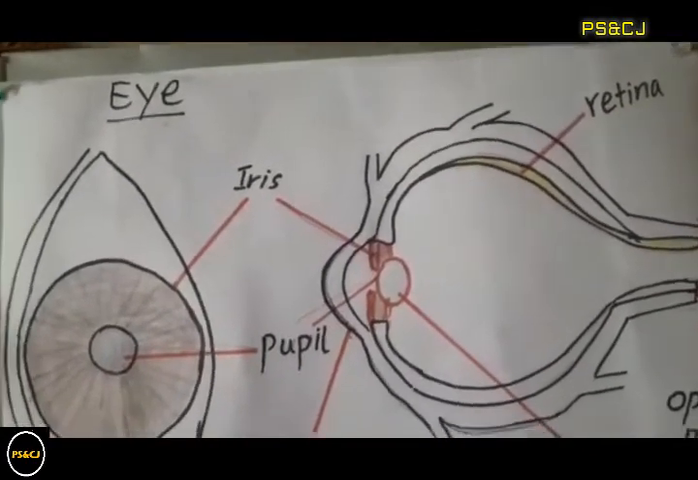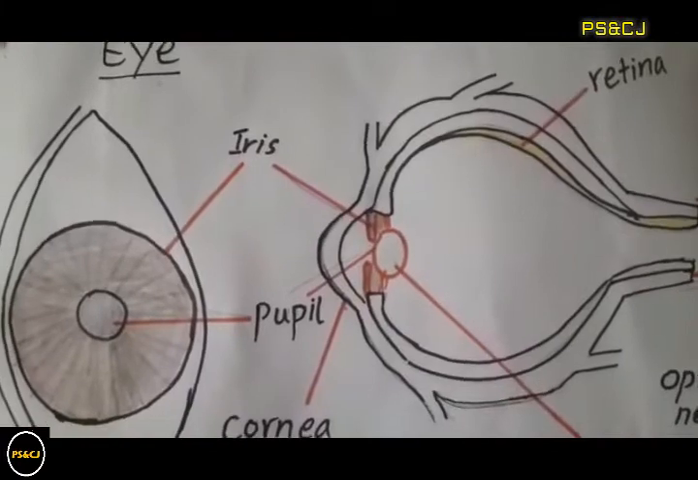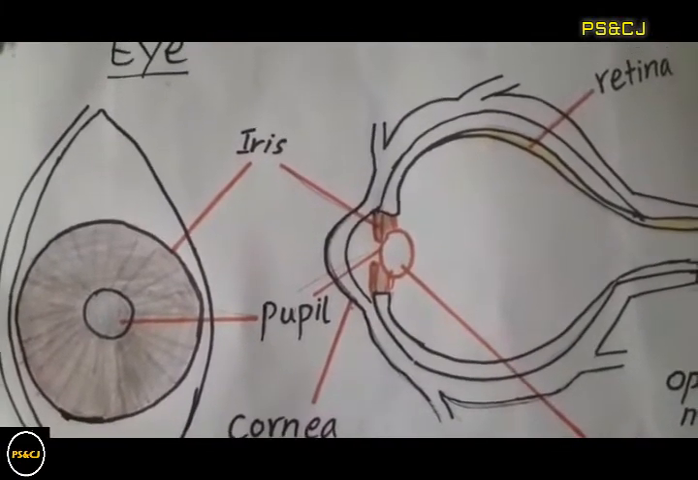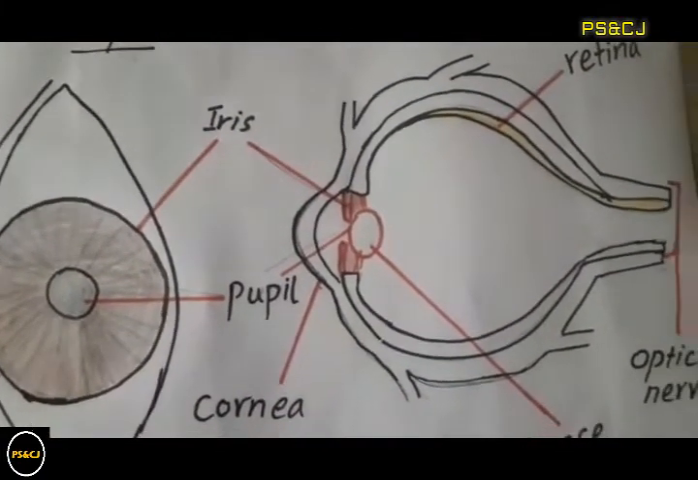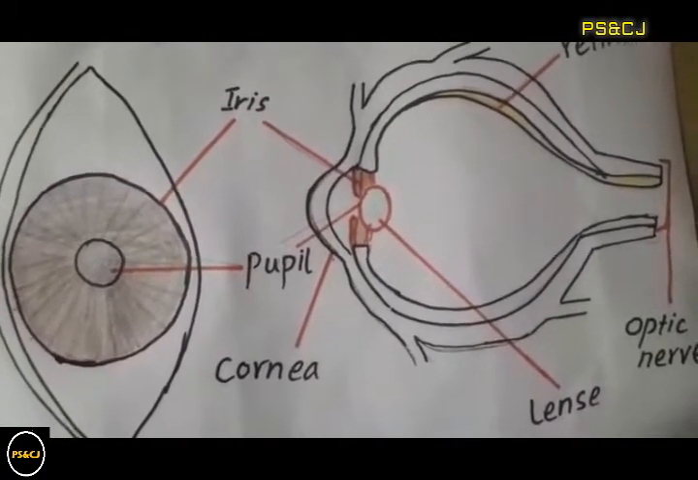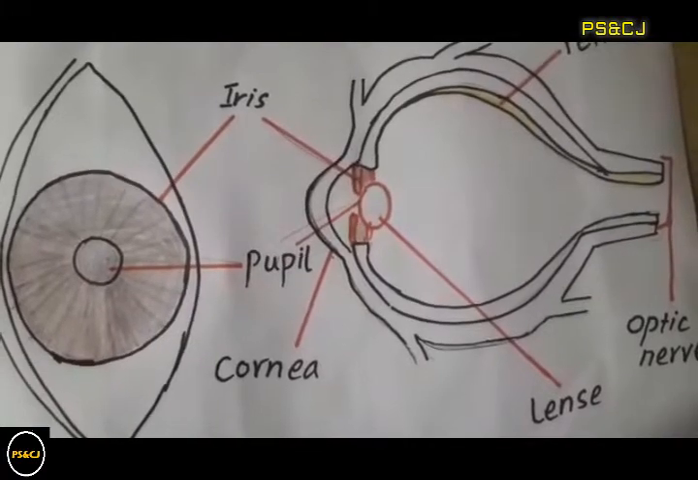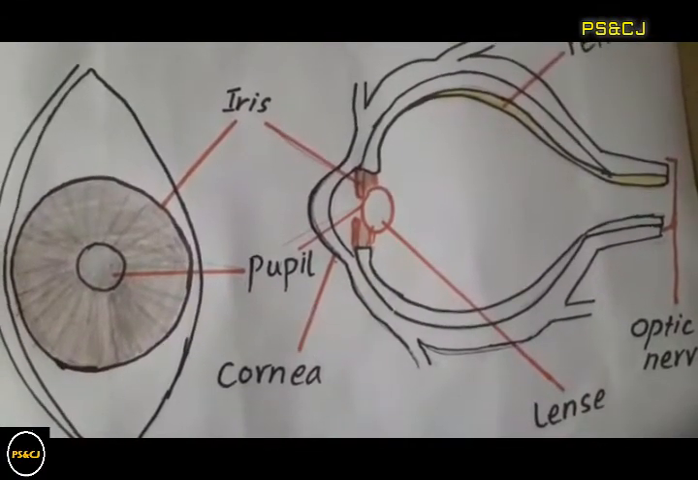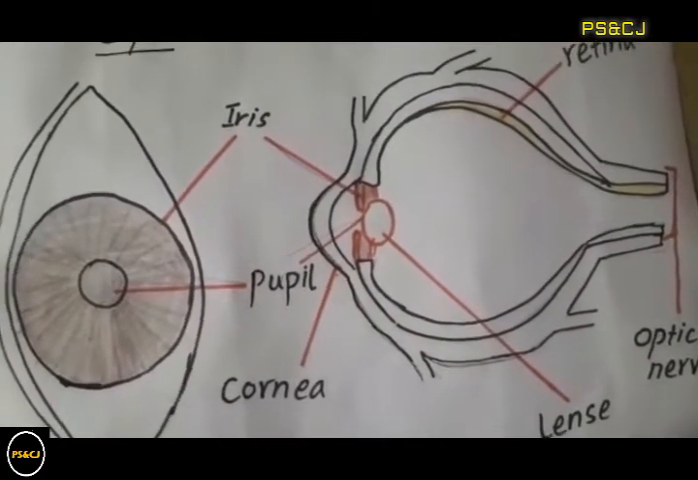And the yellow part, that is retina, is the most important part of our eye, where the image is formed. And at the end, there is the optic nerve. The optic nerves are responsible to take the messages of the eyes and carry the message to the brain.